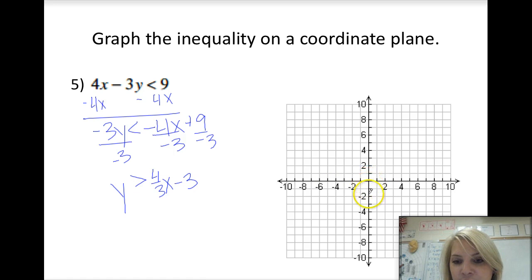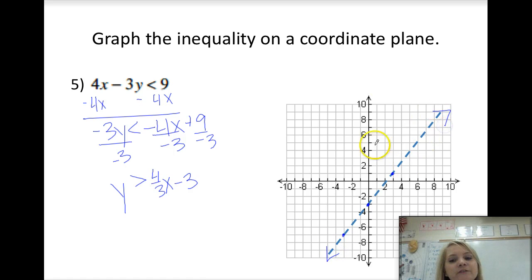So we'll start at the origin, go down negative 3, go up 4 over 3, and you could also go down 4, 1, 2, 3, 4, over 3 as well. And this is going to be a dashed line since we have a less than or greater than sign. So we're going to connect our points with a dashed line.